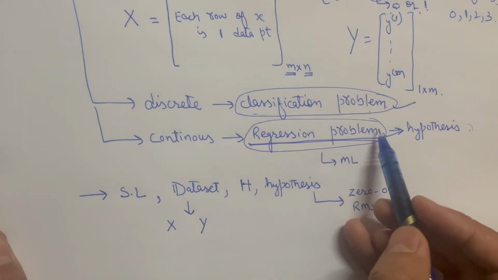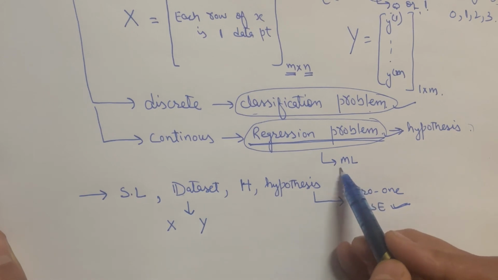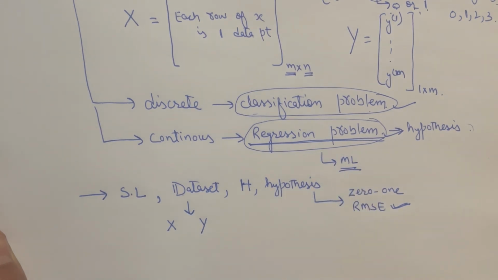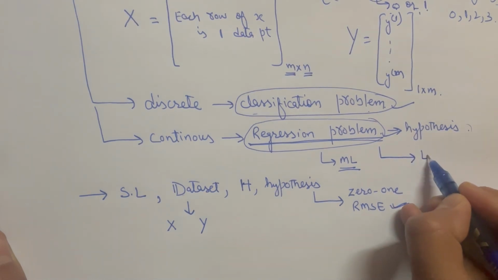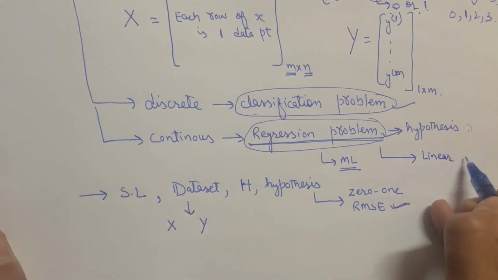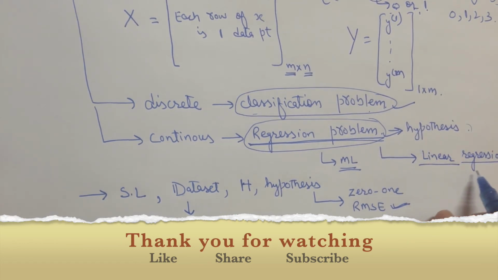So in the next lecture, we will start with the regression problem, and we will see how we can design a machine learning system for that particular problem. Basically, we will be discussing the linear regression algorithm. So let's meet in the next lecture, where we will be discussing the linear regression algorithm.